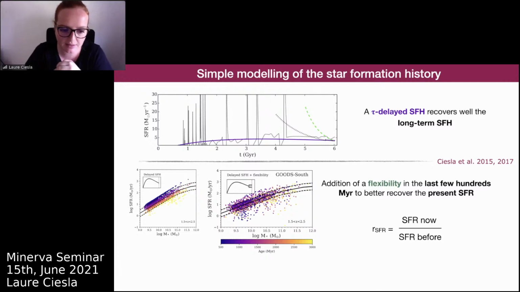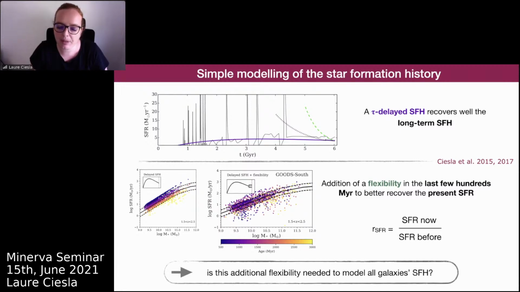So what we think we did to overcome this problem is to use a flexibility. When I say a flexibility, it is that in the recent star formation history, so the last 500 mega years, we allow the code to increase or decrease the star formation rate. So we add this flexibility, which is handled through the parameter that I define here because I will use it a lot, the RSFR parameter, which is the SFR now divided by the SFR before the flexibility. That could be a quenching or a starburst.